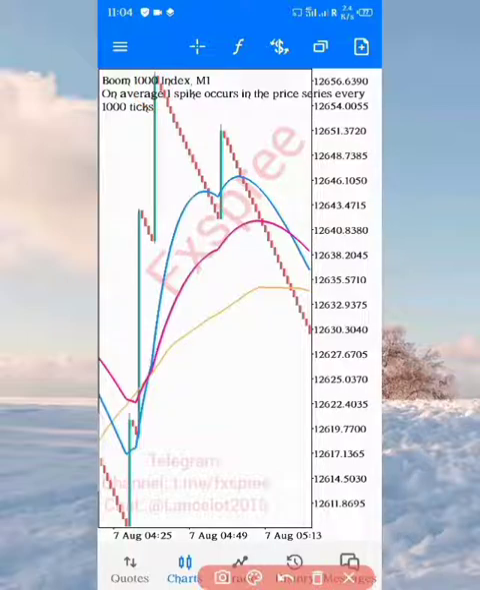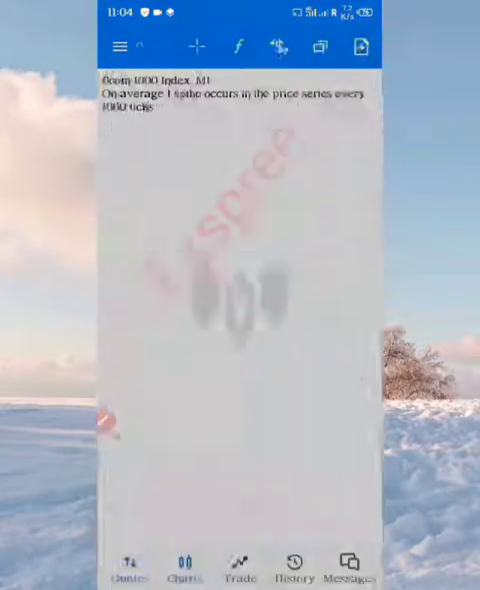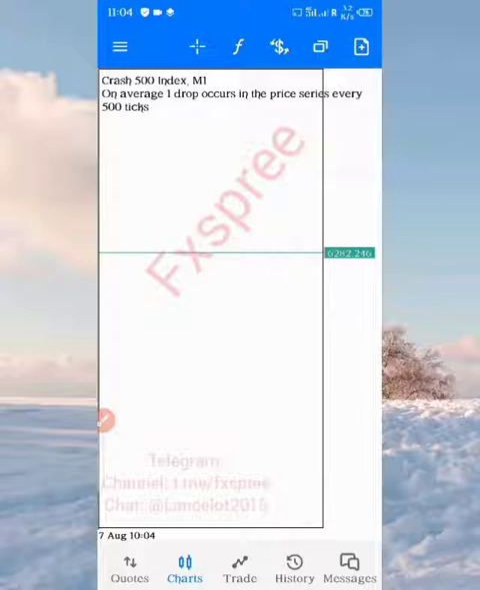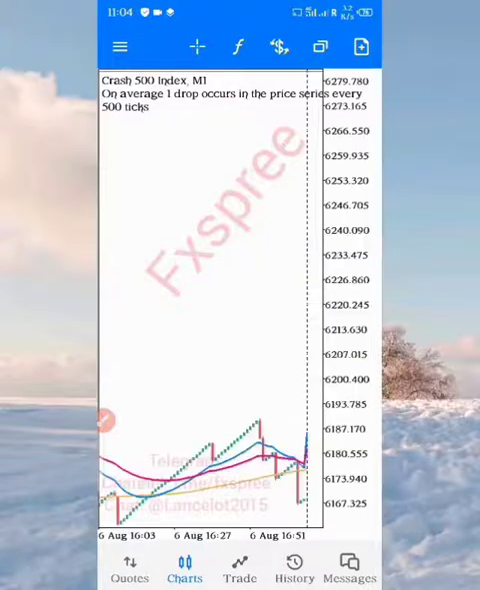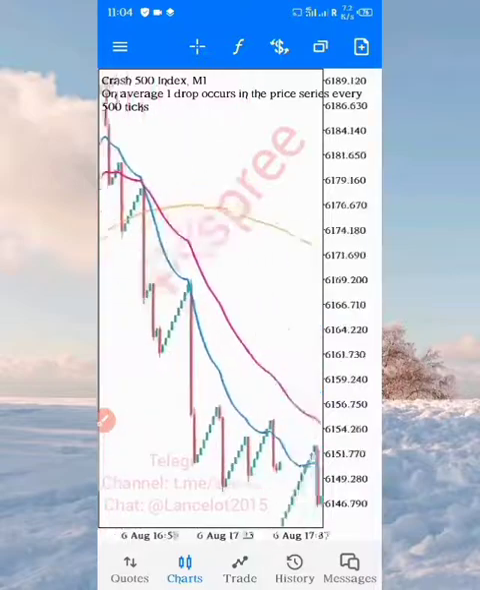So that is that on boom. It's applicable to Boom 1,500 and 300. Now let me quickly go to crash as well. So that is it, and I'm going to give a live one, if I'm opportune to have the criteria of what I'm looking for to enter the trade.